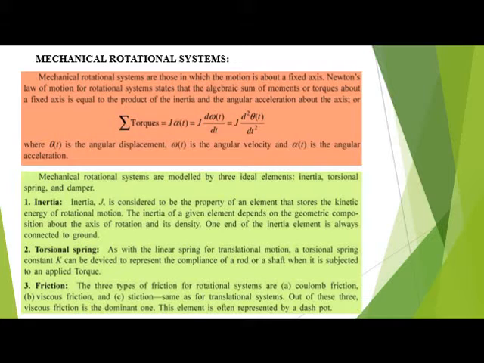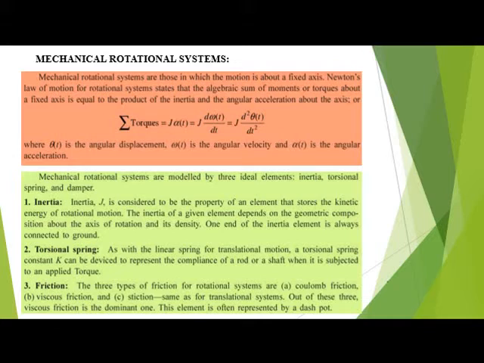Okay. Next, I want to discuss the mechanical rotation system modeled by three ideal elements, that is inertia, torsional spring and then damper. The inertia, the moment of inertia, is considered as the property of an element that stores the kinetic energy of the rotational motion. Now, the inertia of a given element depends upon its geometrical composition about the axis of rotation and its density. One end of the inertia element is always connected to ground.